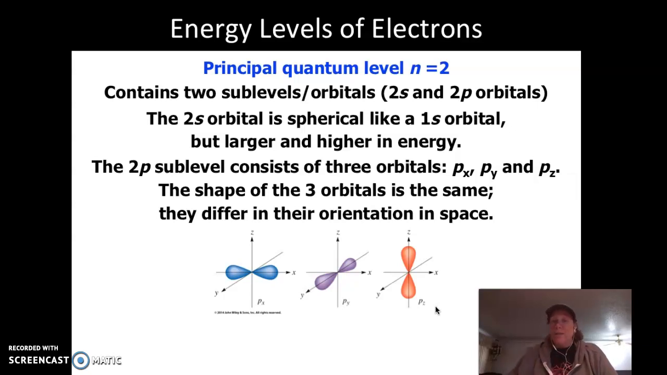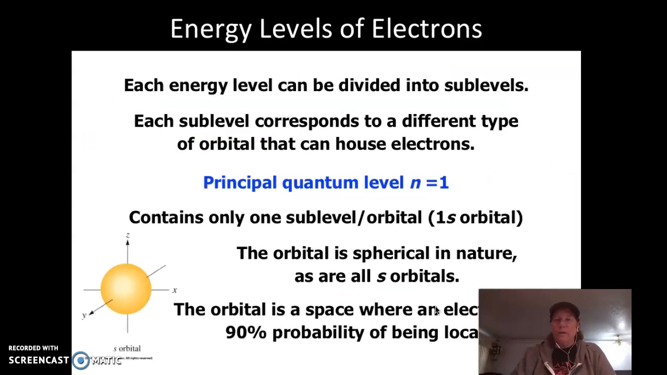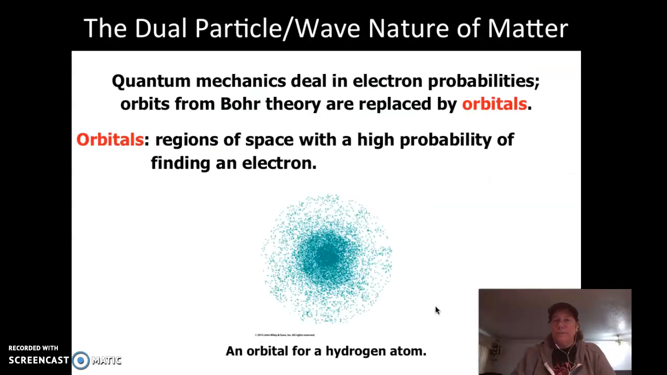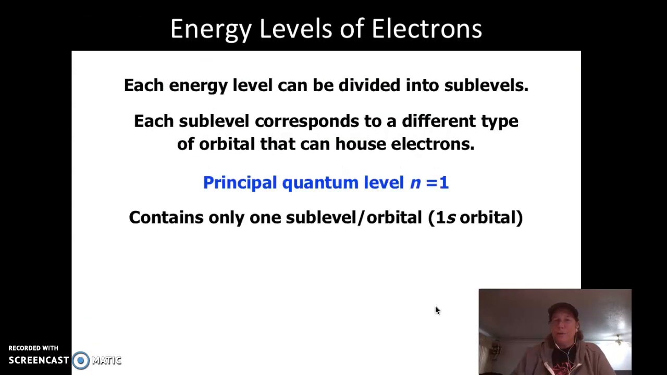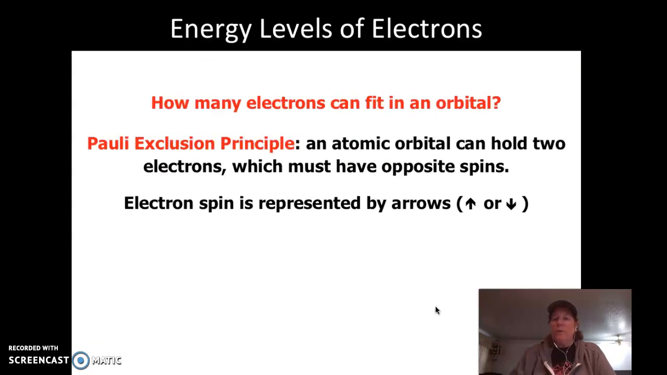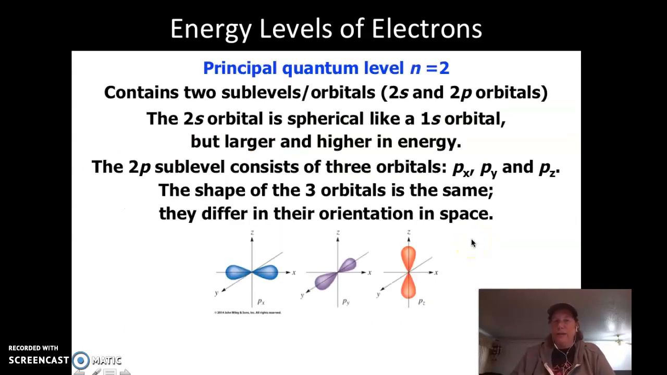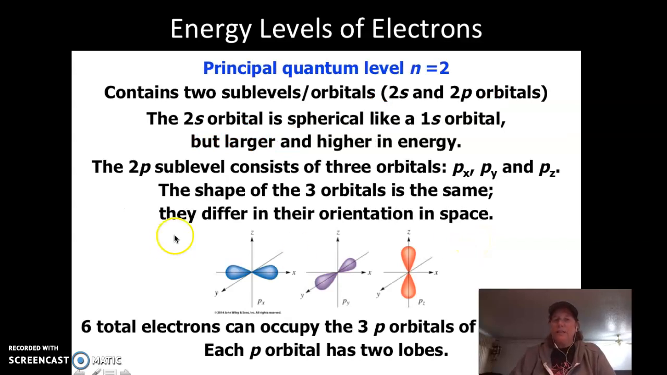So we have X, Y, and Z. And then the last one is called the spin quantum number, and it's either spinning one way or the other way. They mark it as +1/2 or -1/2. They spin one way or the other way, up or down. And that would be the fourth one. So 6 total electrons here because every orbital has 2 electrons: 2, 4, 6.